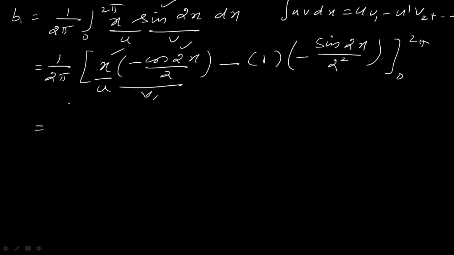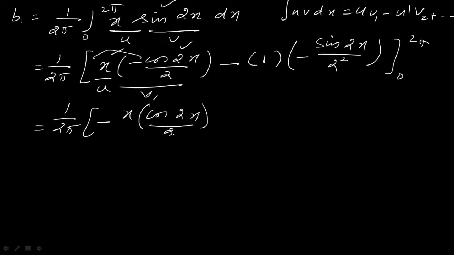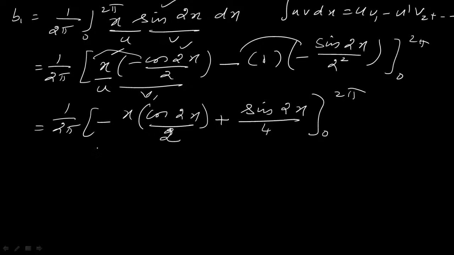So let me simplify this. That is 1 by 2 pi. You take minus to the front. Minus of x cos 2x divided by 2. So here minus and minus becomes plus sin 2x divided by 4, with the limit from 0 to 2 pi. Let me now substitute the limits. That is 1 by 2 pi of, put a big parenthesis, inside that you have a sub parenthesis.